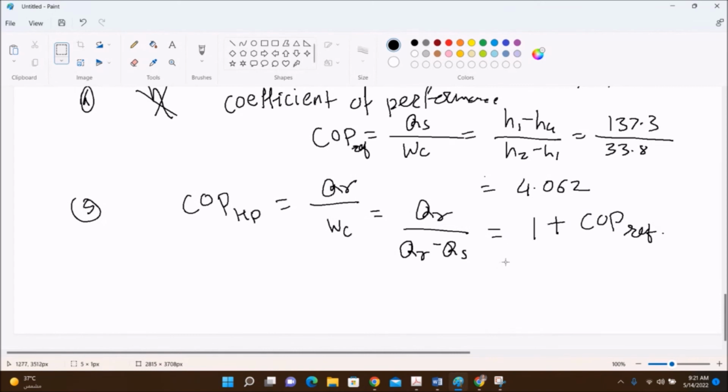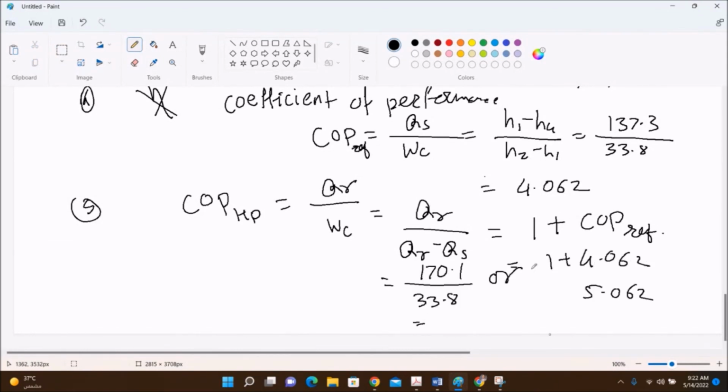So here I can write 1 plus 4.062 or 5.03. Same answer you will get. So both answers will be the same. It doesn't matter, but it is better to use this formula. This is very important, so keep this. It will show you some calculation. So no problem. This is COP of heat pump.